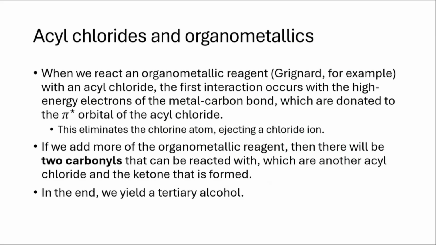So this will eject the chlorine atom, which means that we will get a chloride ion. But if we add more of the organometallic reagent, then there will be two carbonyls that can be reacted with, which is another acyl chloride and the ketone that's formed. And in the end, we yield a tertiary alcohol.